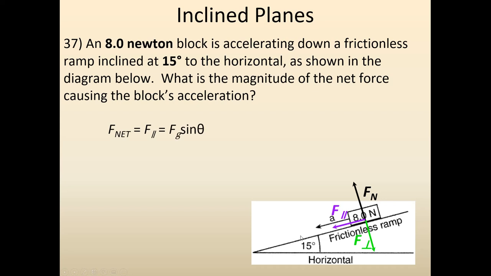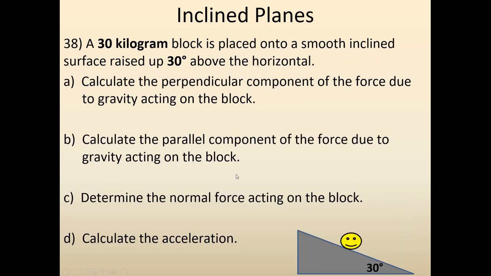So F net is the parallel force, which is going to be Fg sine theta. Plug in my 8 newtons and sine 15, and we end up getting 2.07 newtons. All right, so let's go to this one. So pause the video, work it yourself, and we'll go over it in a second.